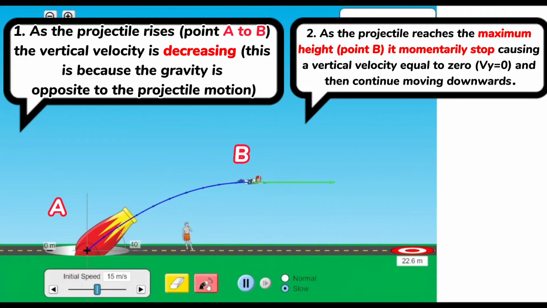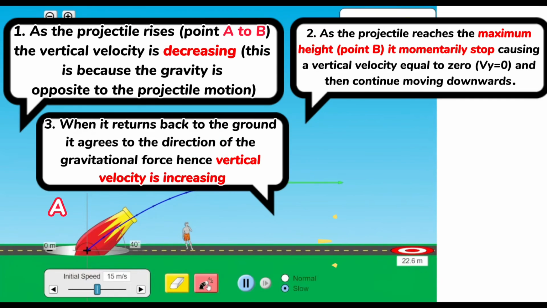Second, as the projectile reaches the maximum height, which is point B, it momentarily stops, causing a vertical velocity equal to 0, and then continues moving downwards. Third, when it returns back to the ground, it agrees to the direction of the gravitational force. Hence, vertical velocity is increasing.